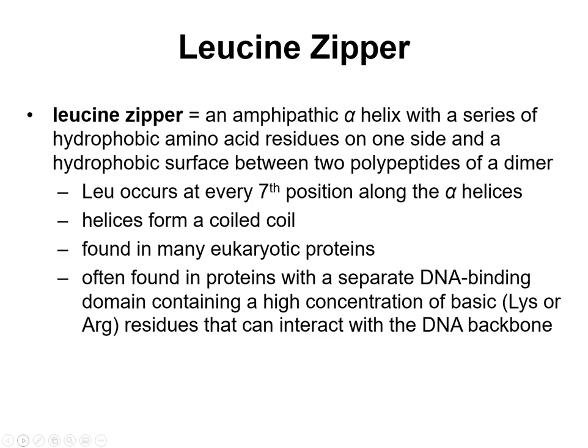There's a leucine that occurs at every 7th position along these alpha helices, and they form a coiled coil. So think about a coil kind of coiling around itself. And it's found in a lot of different proteins. It's found in proteins with a separate DNA binding domain, but you can also see it in other proteins too.